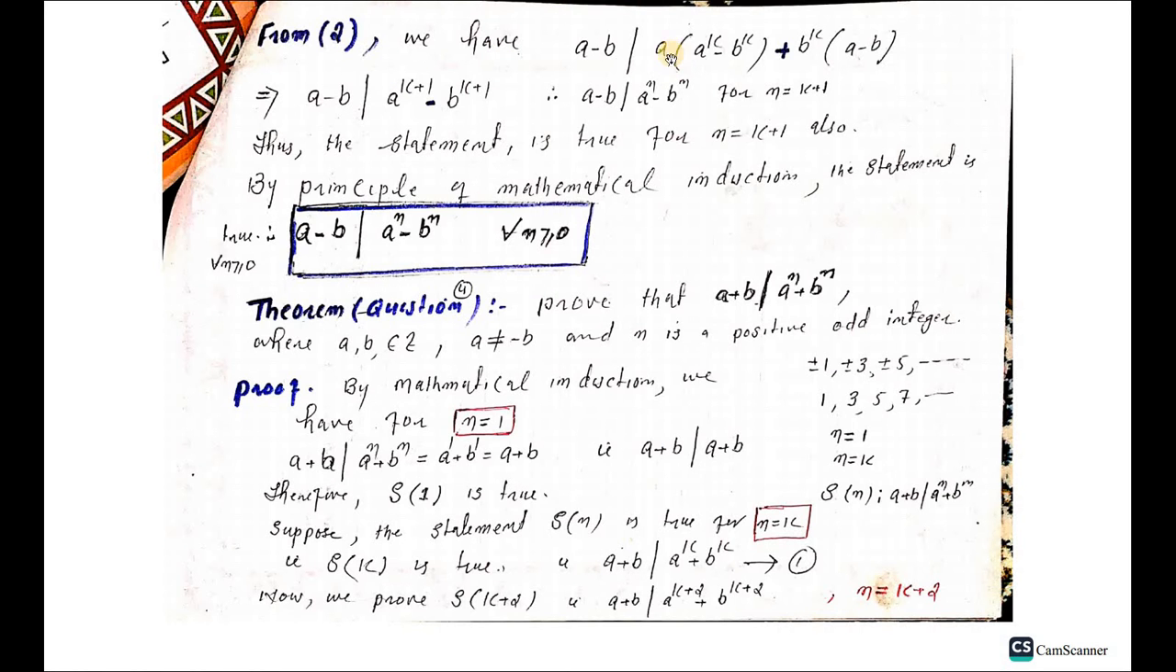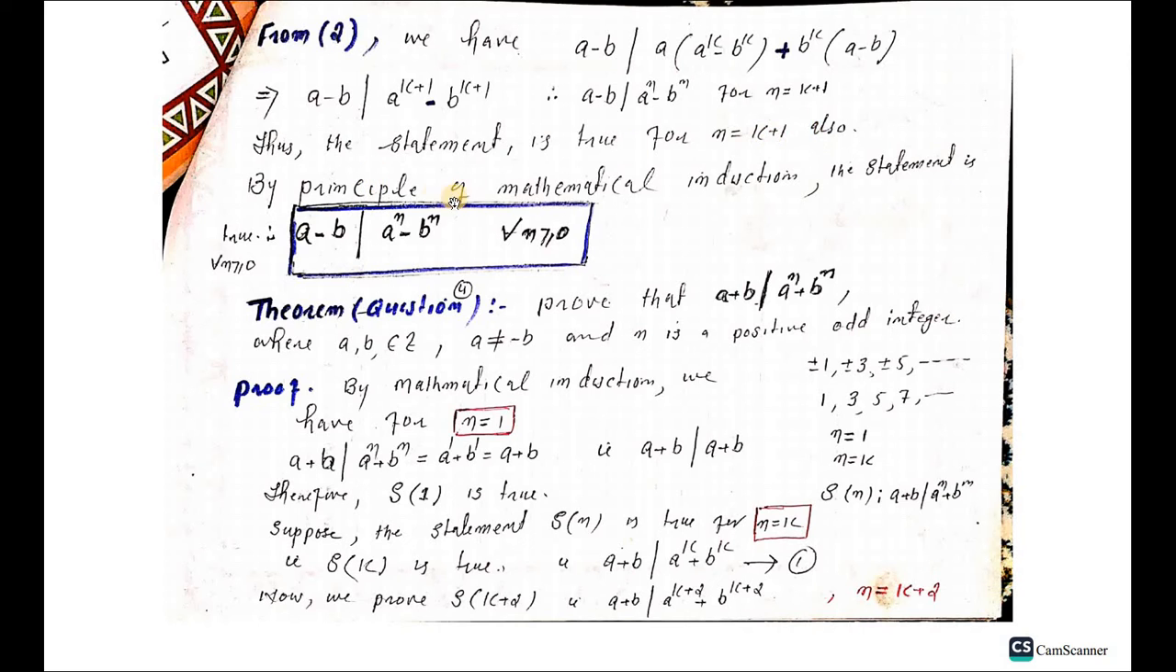We have this term is divisible by a minus b, this term is also divisible by a minus b, and their sum is also divisible by a minus b, which implies this one, a power k plus 1 minus b power k plus 1, that is, a minus b divides this expression, which means a minus b divides a power n minus b power n, where n is equal to k plus 1. Thus the statement is true for n is equal to k plus 1.